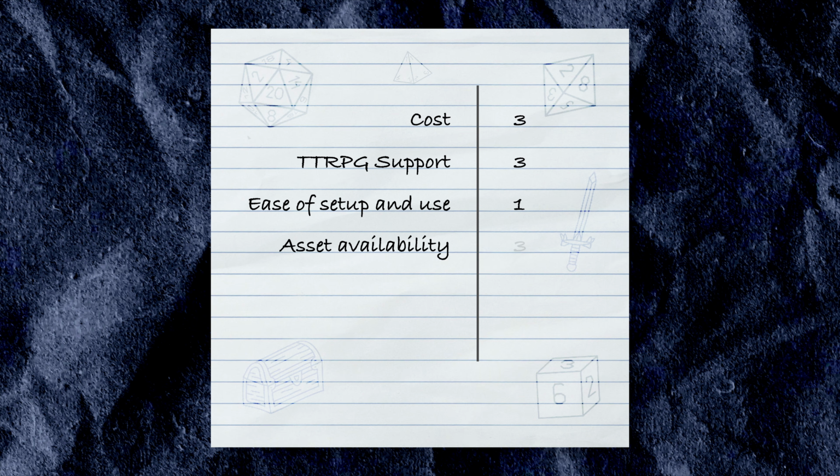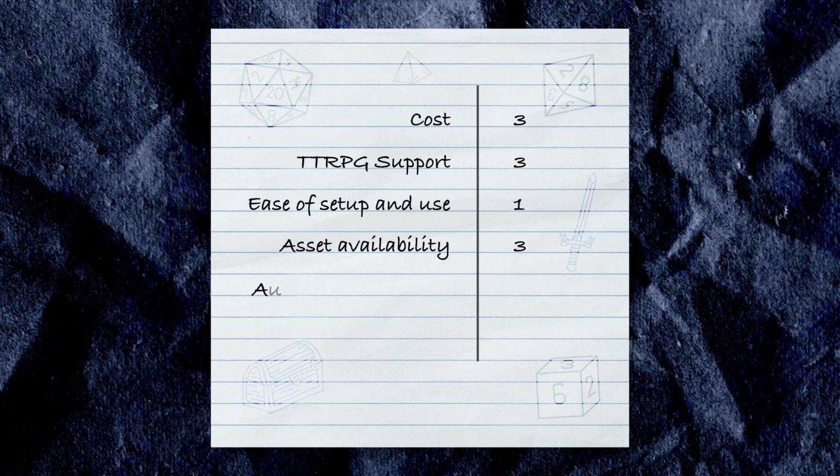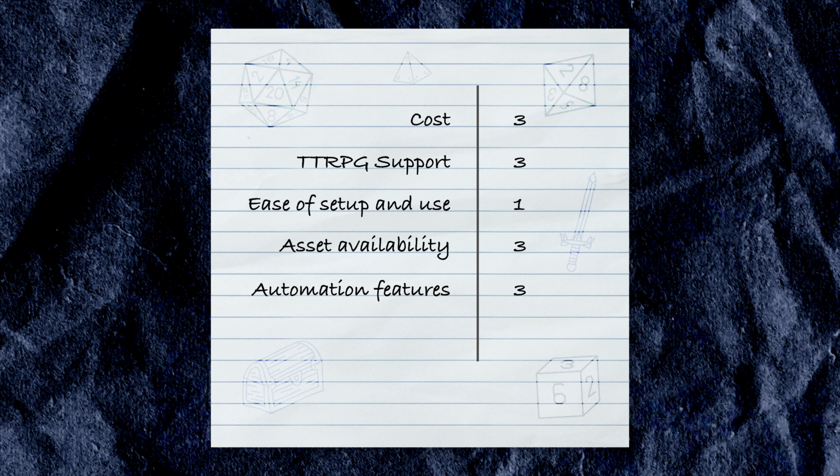Asset availability is a 3. It comes with so many monster stat blocks and tokens for a variety of systems. Automation features is absolutely a 3. With macros and modules, the sky's the limit as far as what you can do.